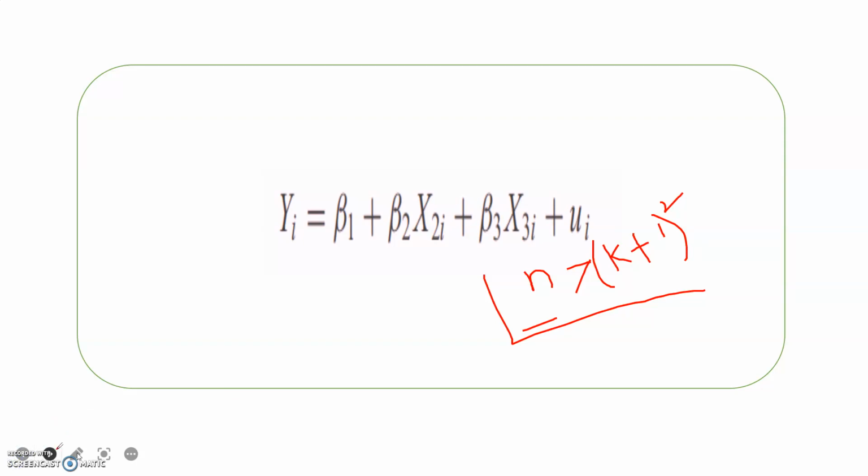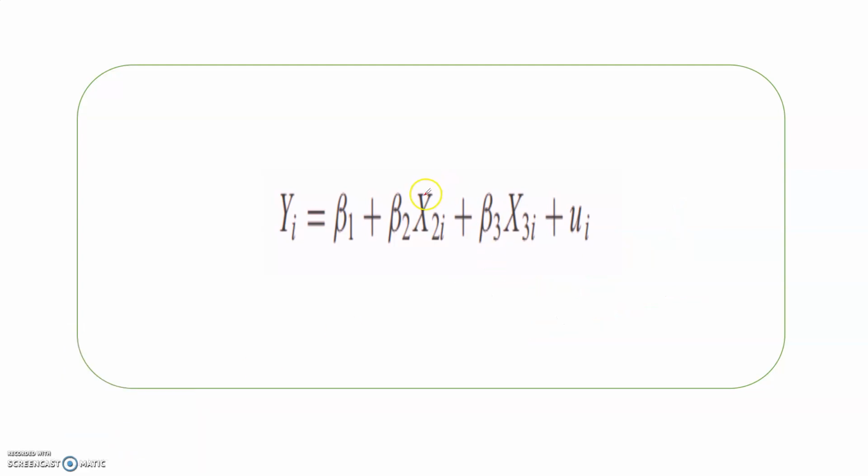The seventh assumption is that there must be variation in the values of x. It is very important, since if we set the value of x2, let's say, to be a fixed number, then it would be impossible for us to know the impact of a change in the value of x on y. So there has to be variation in the values of x's. Only then will we be able to see the impact of its change on y.